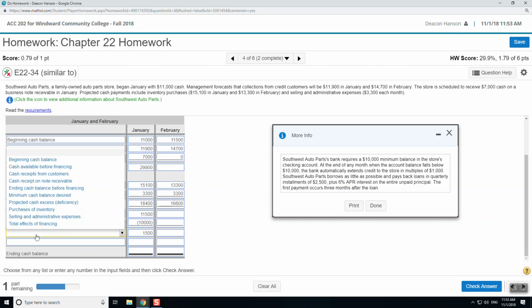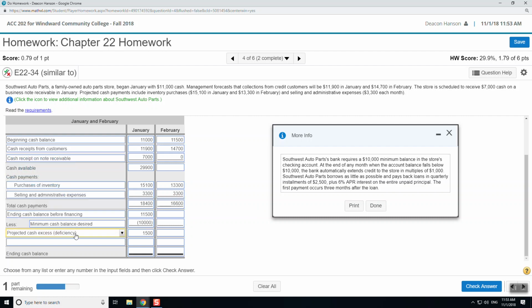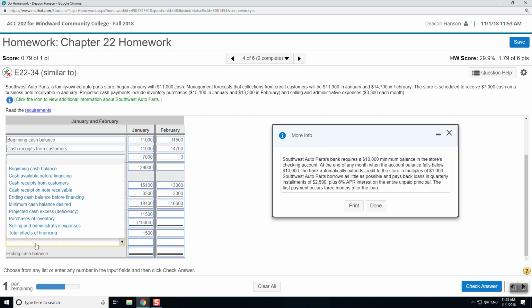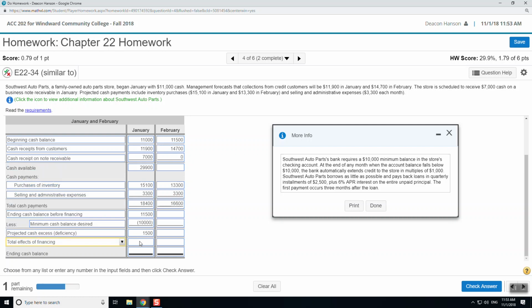You remember the label here? Projected. Is it projected excess or deficiency? So based on your projected excess or deficiency, then you decide whether you got to borrow or not. So from that point down, it's really helping you decide whether you got to borrow or not. So in this case, you don't have to borrow. So the effects of financing are zero. Financing means you would borrow or pay back the borrowing.